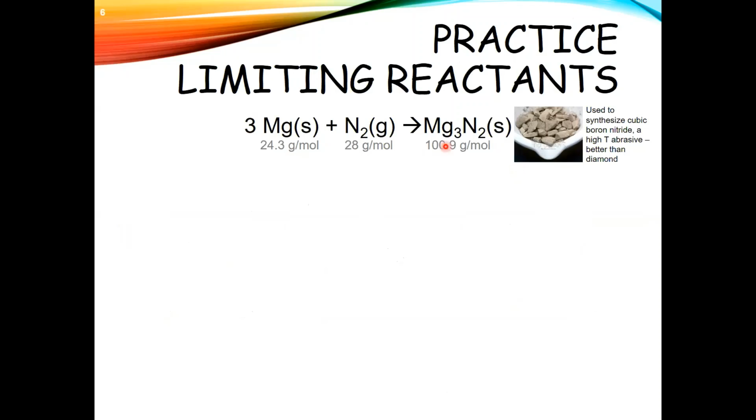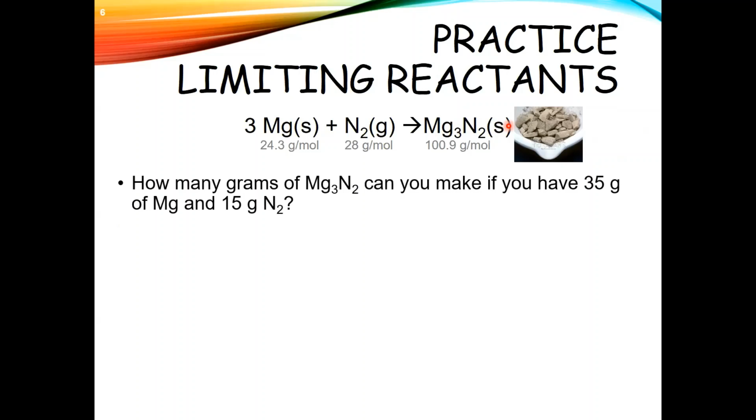Okay, so let's say we're starting with this reaction right here. We have 3 moles of magnesium plus 1 mole of N2, and that is going to form 1 mole of magnesium 3 nitrogen 2, Mg3N2. Let's say we start with 35 grams of magnesium and 15 grams of nitrogen gas. And we want to ask how many grams of Mg3N2 can we form from that?